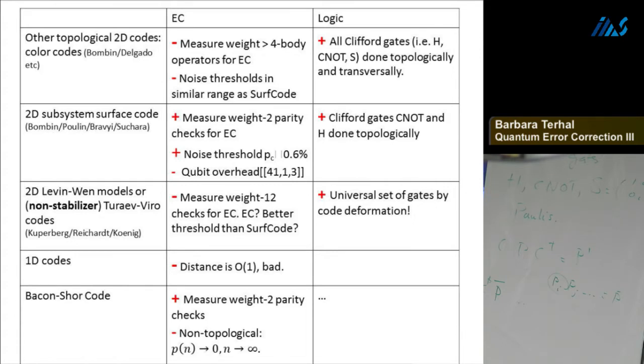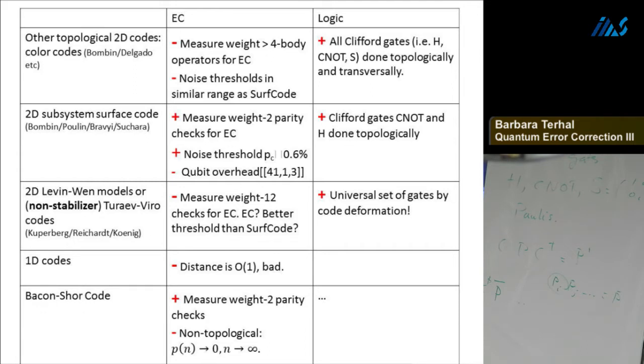But just to put things in perspective, here are some pluses and minuses that I note of various schemes. The surface code is an example of a two-dimensional topological code. There are other topological codes, like color codes, and they have both advantages and disadvantages.